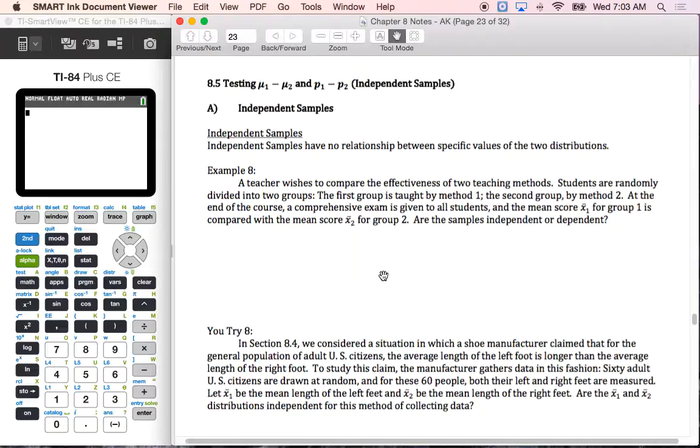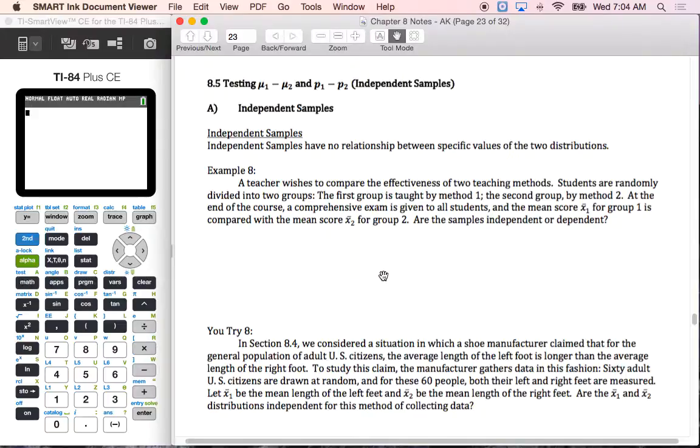It's two separate groups. So for example 8, a teacher wishes to compare the effectiveness of two teaching methods. Students are randomly divided into two groups. First group is taught by method 1, second group by method 2. At the end of the course, a comprehensive exam is given to all students, and the mean score X bar 1 for group 1 is compared with the mean score X bar 2 for group 2.